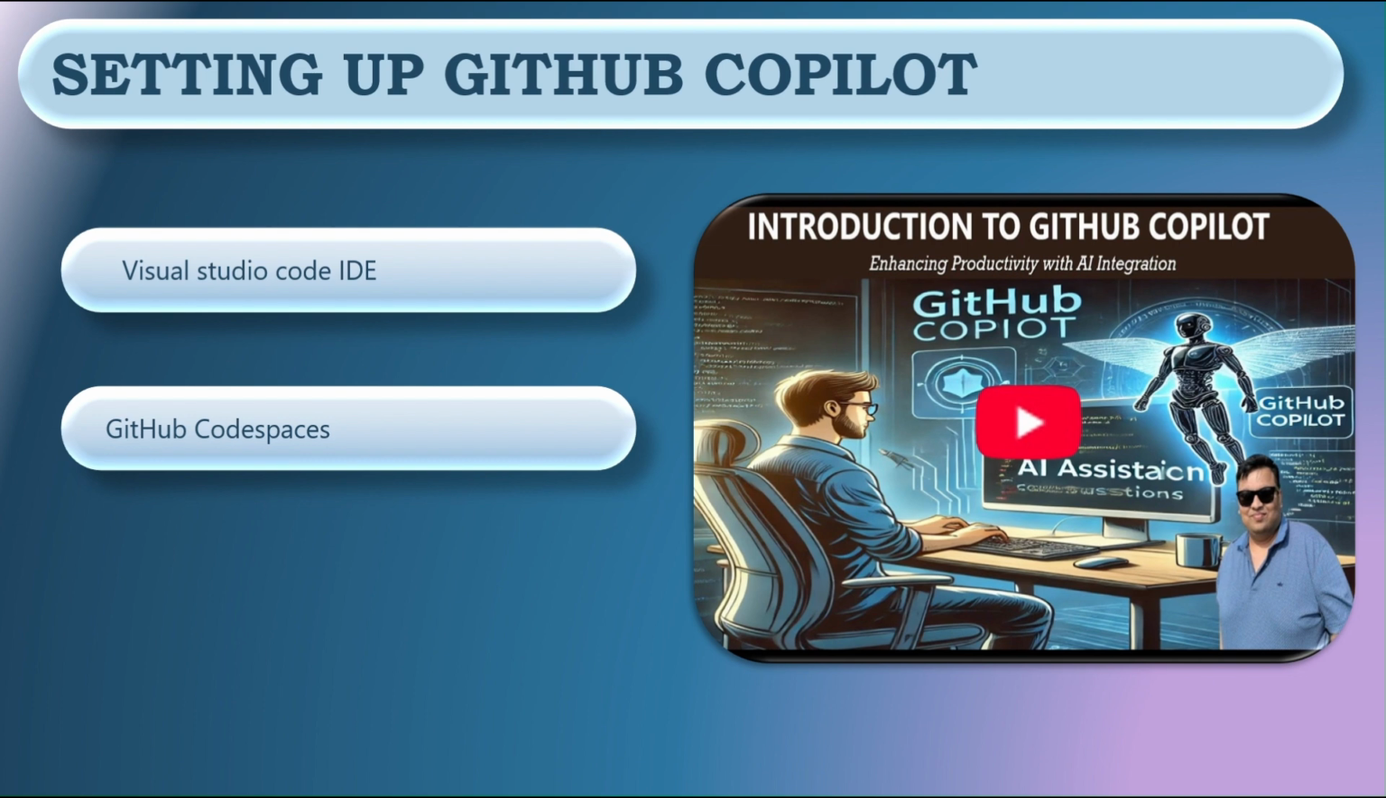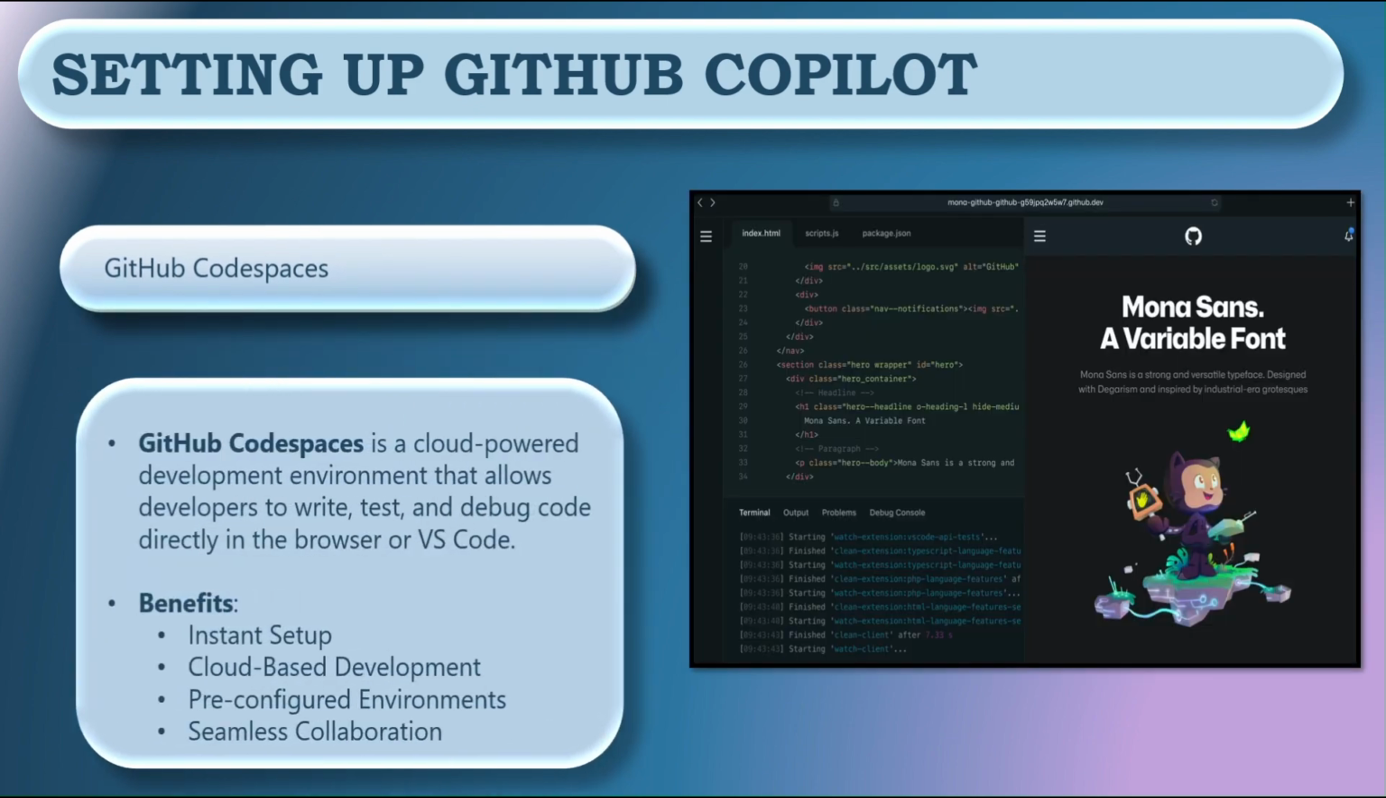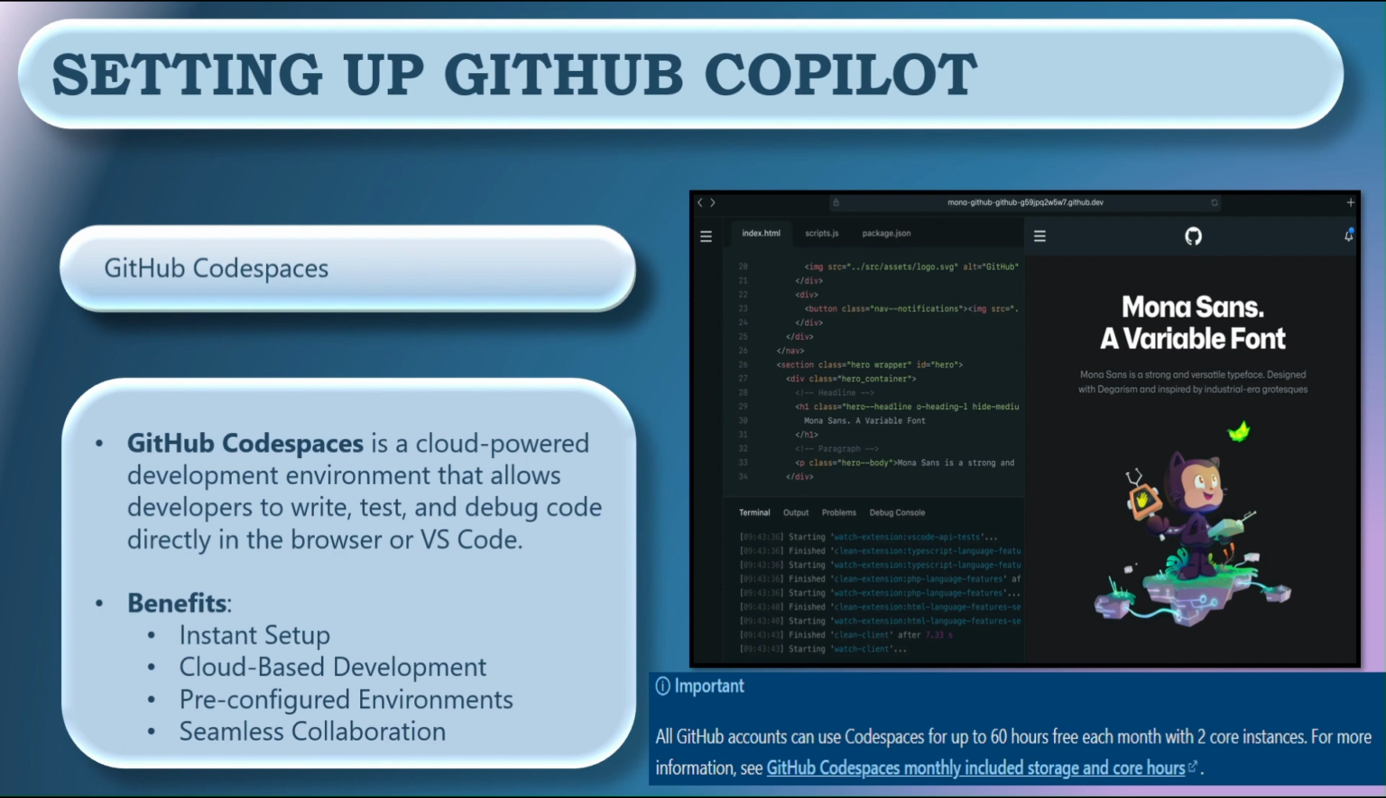So if you have not already seen that video, you can go and watch it from these two links. Now, an alternative approach to using the Visual Studio IDE is GitHub Codespaces. These are cloud-powered development environments that allow developers to write, test, and debug the code directly in the browser or Visual Studio Code. It can be set up quickly and helps teams collaborate seamlessly in a pre-configured environment. It can help to speed up the development in initial phases of projects where developers might be stuck due to unavailability of the Visual Studio Code IDE on their machines.